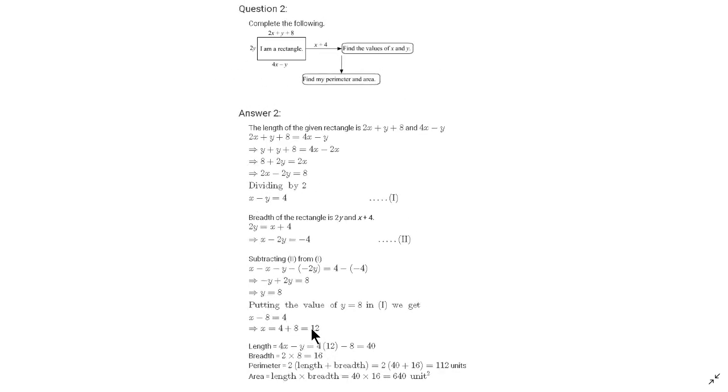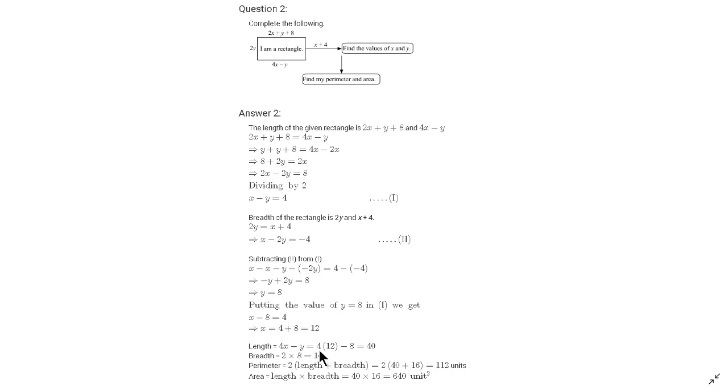So we have x and y. Now we can see here what is length. 4x minus y is length. So we can calculate the length by putting our values. Use now these values x and y, so that we can calculate the sides of the rectangle.